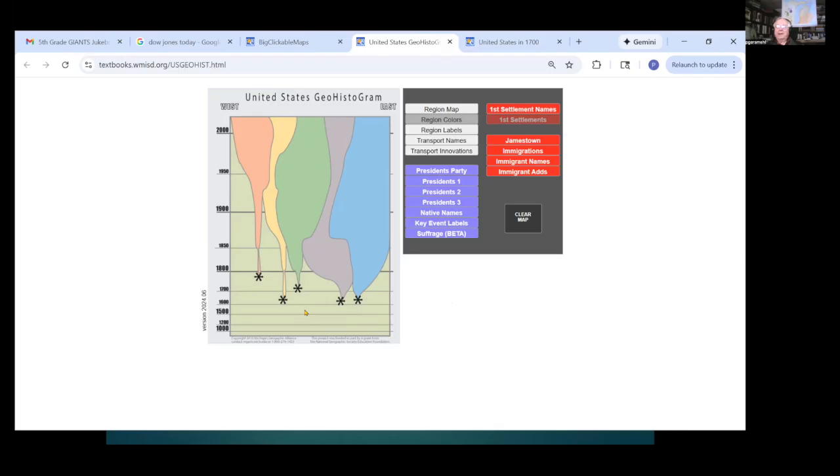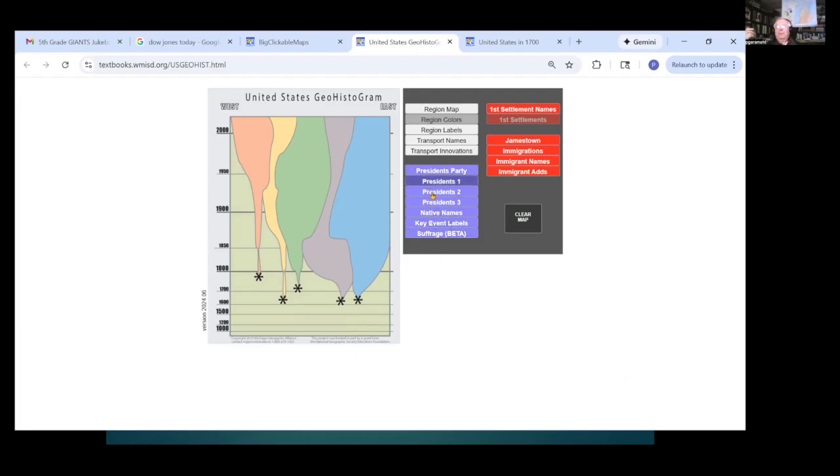The key to using the geohistogram, though, is not necessarily to use only our layers. You could have the students just write on things like, what were some of the explorers? Where was Henry Hudson? And where was LaSalle? And where was DeSoto? Some of these other things.